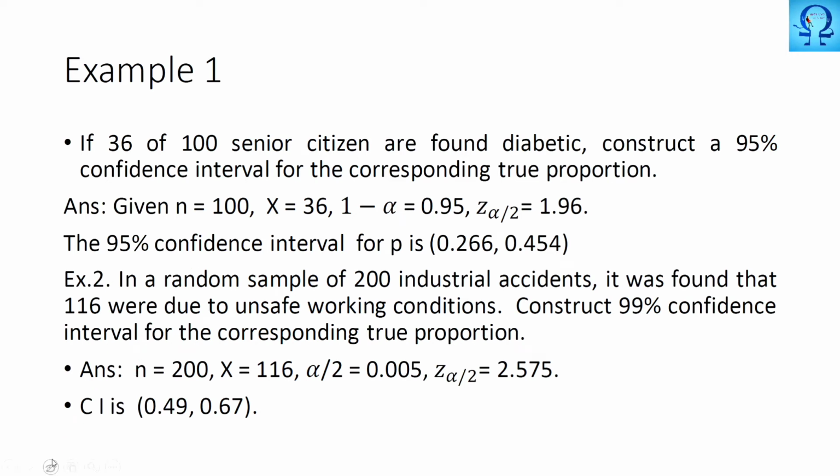So let me not explain it in detail, but still, 36 out of 100 senior citizens are found to be diabetic. So here the attribute that we are interested in is being diabetic.